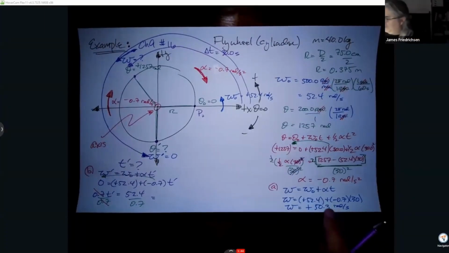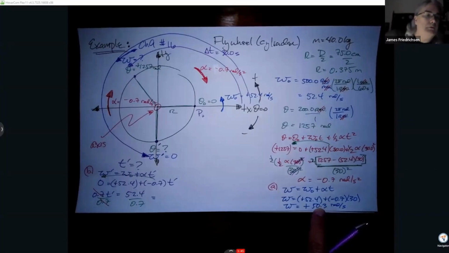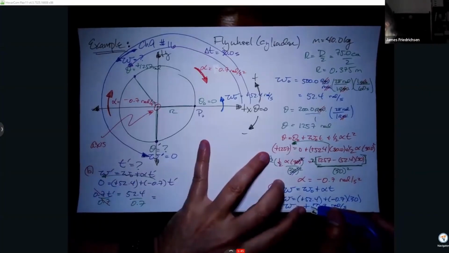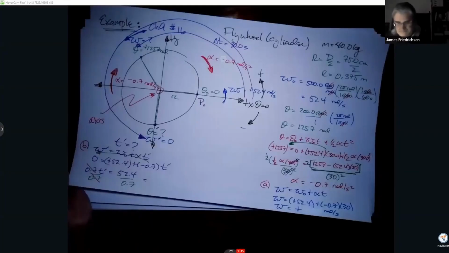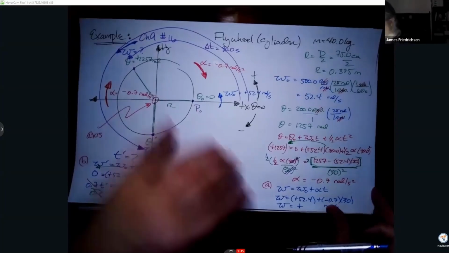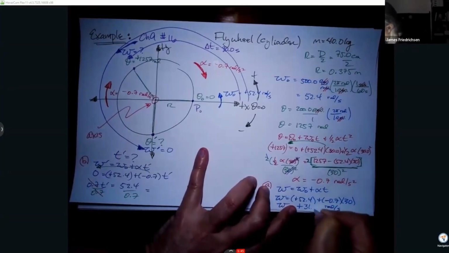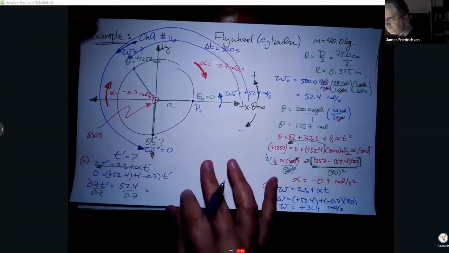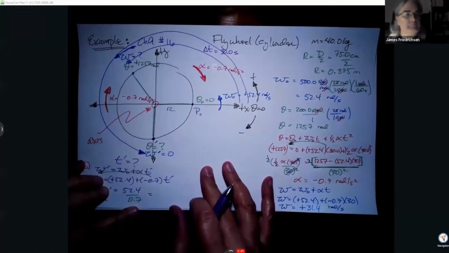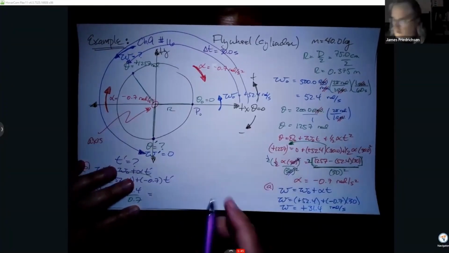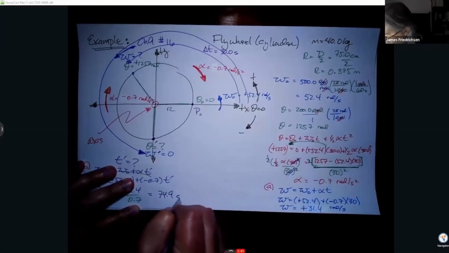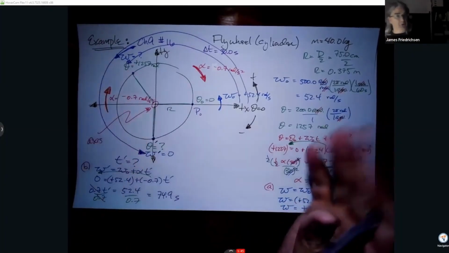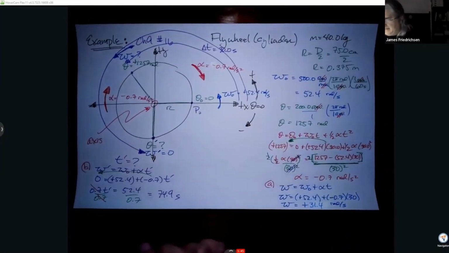So this one is the 31.4. Ah, yeah, I got you. Okay, I'll fix it. There we go. All fixed. Great. 74.9. Definitely more than the 30. Looks pretty good. So that's the time.